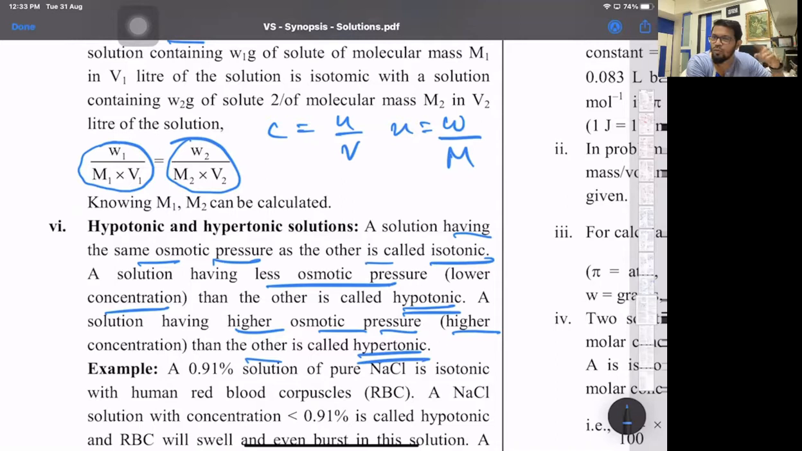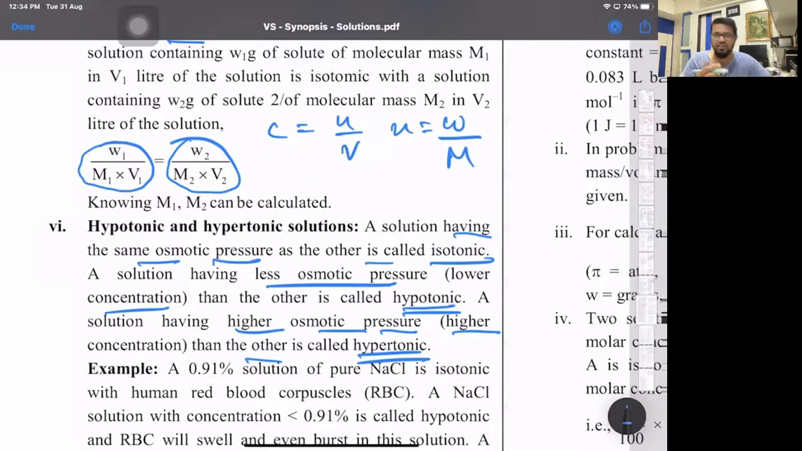The white part of the egg will act as the semi-permeable membrane, and the yolk inside is going to be my solution inside. If I keep that egg in a salt solution, the egg is going to shrink, and the yolk will come out. What exactly happened? The yolk concentration was less as compared to the salt solution in which it was kept, because the salt solution will have more particles, so it will exert more osmotic pressure. So the salt solution is hypertonic with respect to the egg yolk.